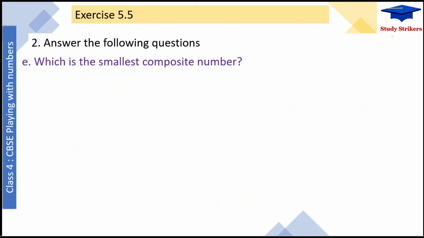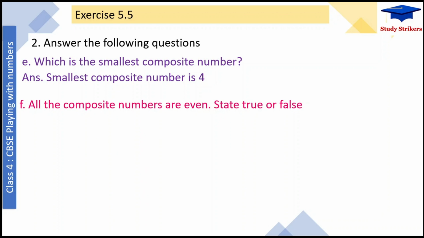Next question. We have to find out the smallest composite number. Any guesses? Yeah, the smallest composite number is 4. How come? 2 times 2 is 4. So it is the smallest composite number. All the composite numbers are even. Tell me whether it's true or false. Of course it's false.